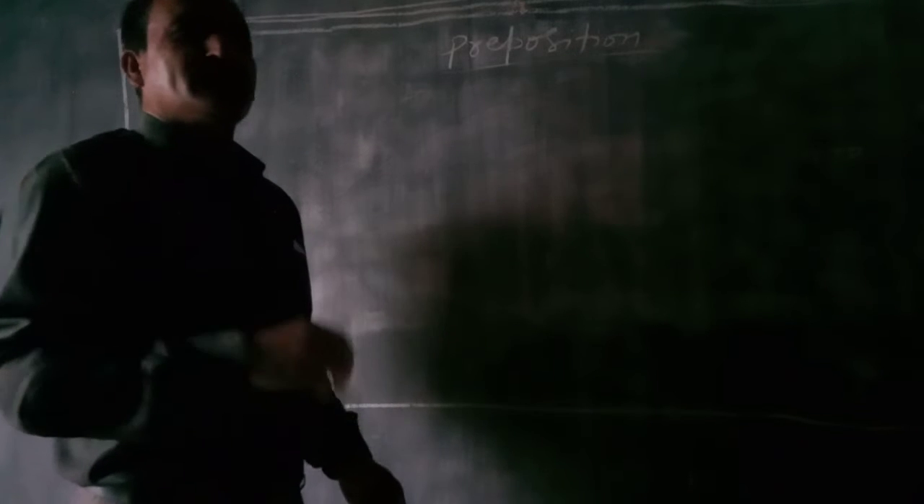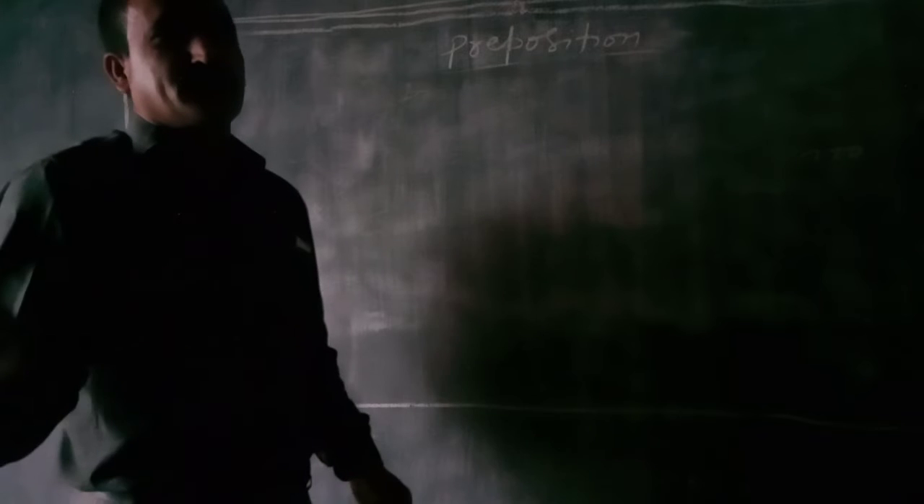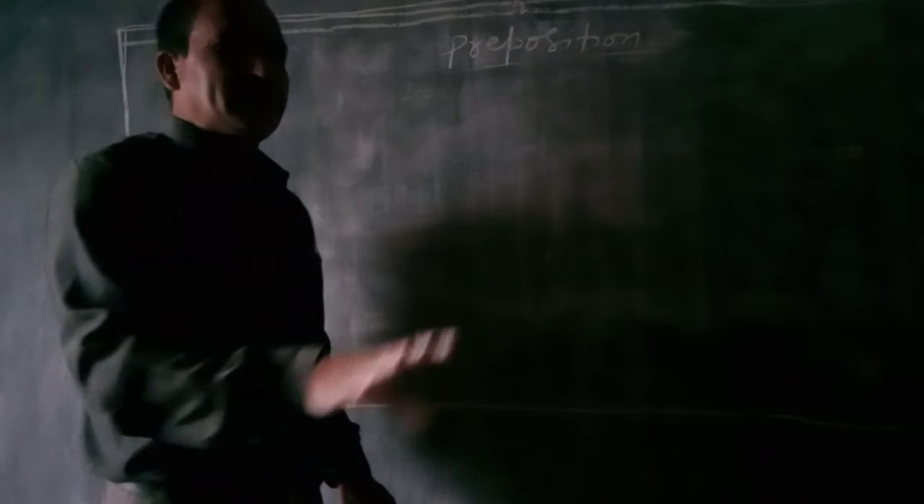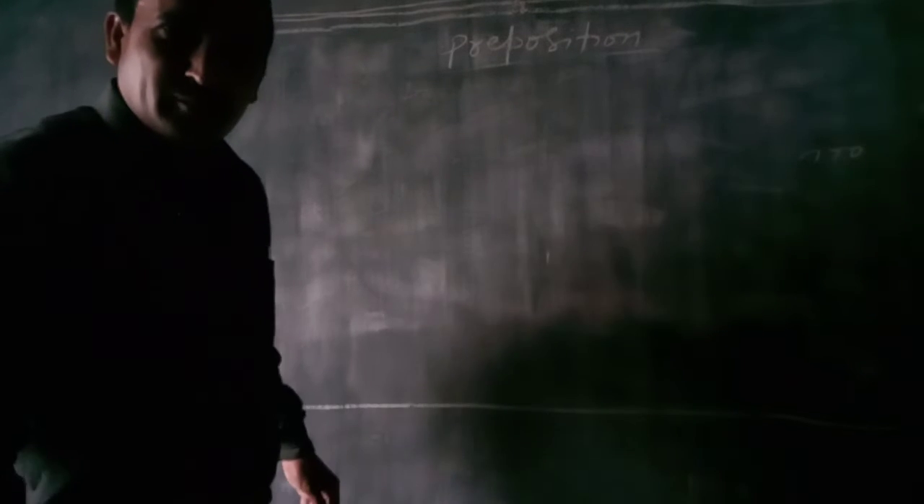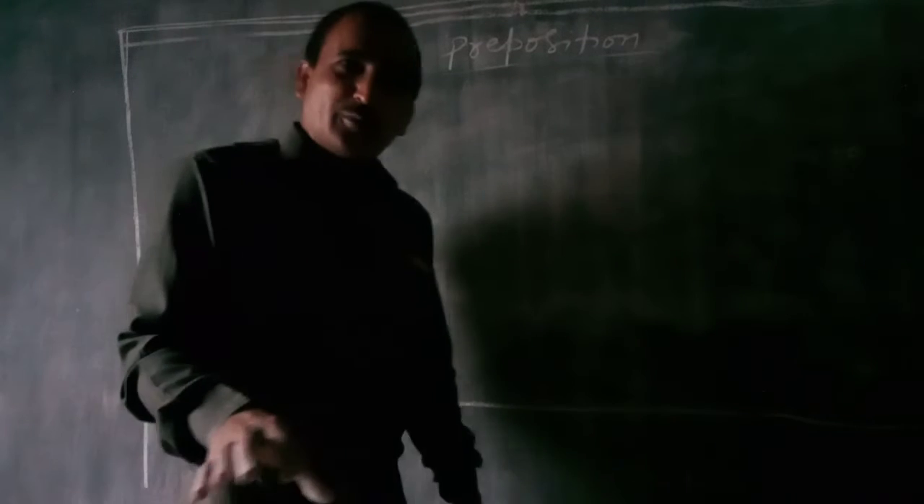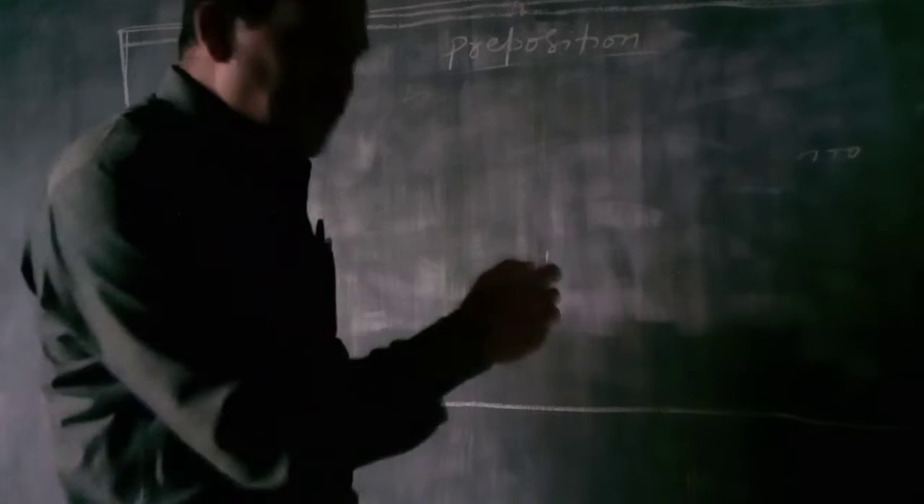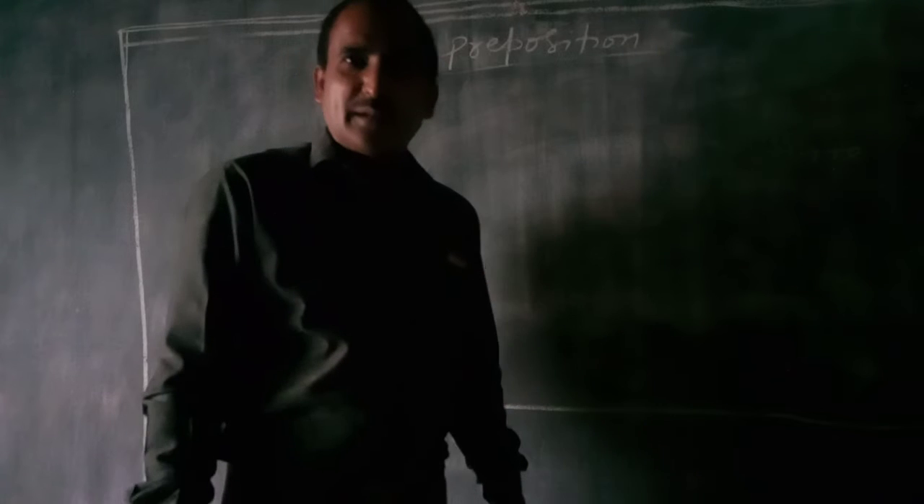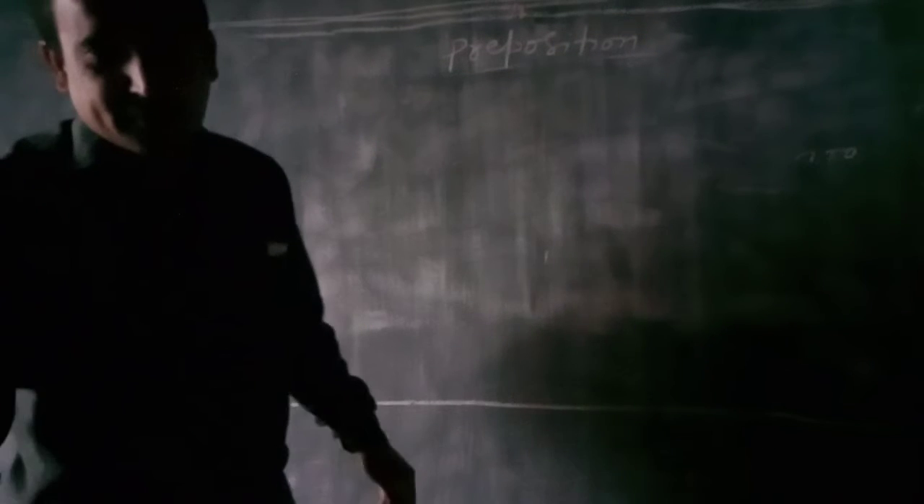I forgot to write in this sentence. This book is the table. "On" I forgot. This book is table. Is it right? It is wrong. Then you are going to say, sir, it is a minor mistake. No, my dear. It is a blunder, you can say.